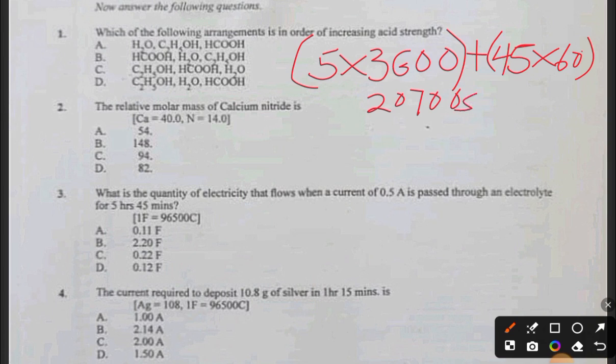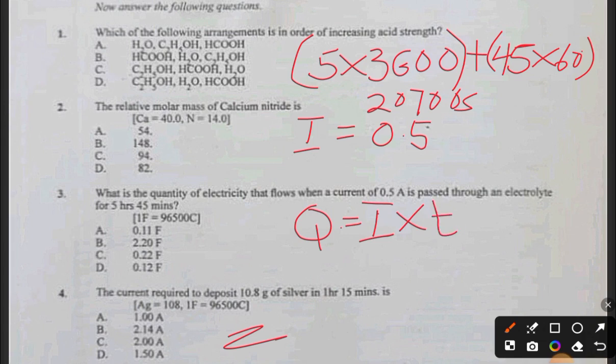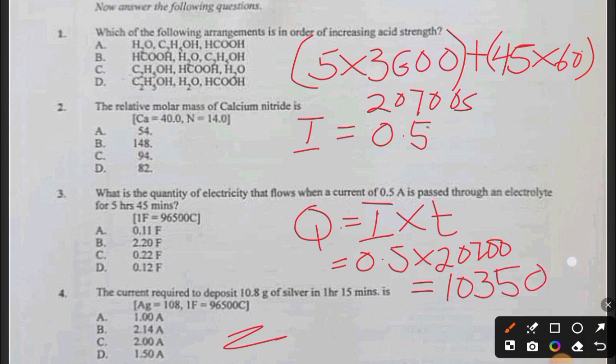Right. So our current is 0.5 ampere. The quantity of electricity equals current times time. 0.5 multiplied by 20,700 will give us 10350 coulomb.